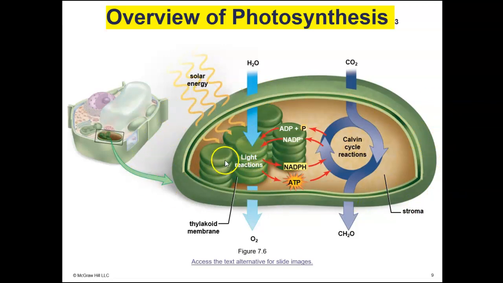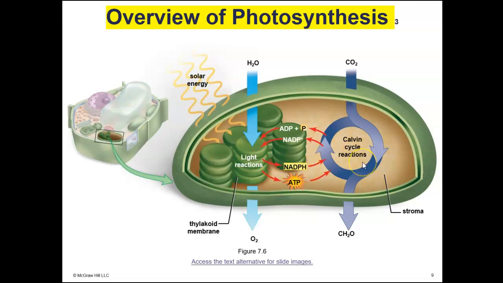And just to remind you, the light reactions of photosynthesis occur in the thylakoids. You're looking at a stack of thylakoids here. The stack is called a granum. The individual green discs are called thylakoids. The light reactions are also responsible for splitting water and producing oxygen gas. And the light reactions absorb solar energy or sunlight and produce NADPH and ATP.